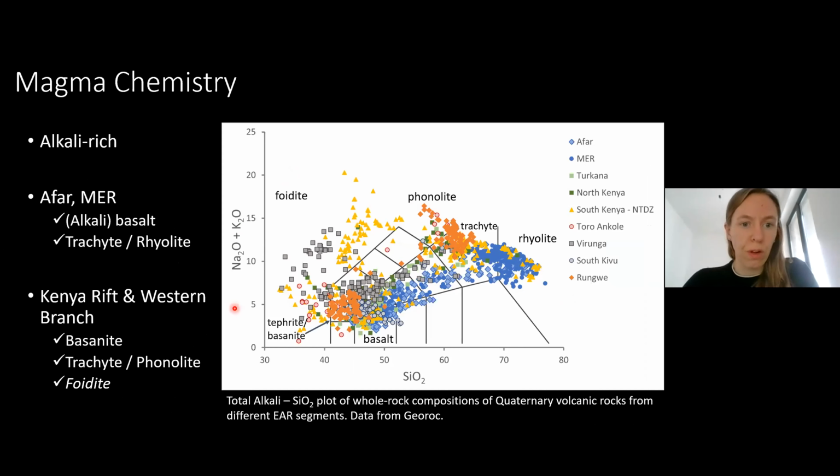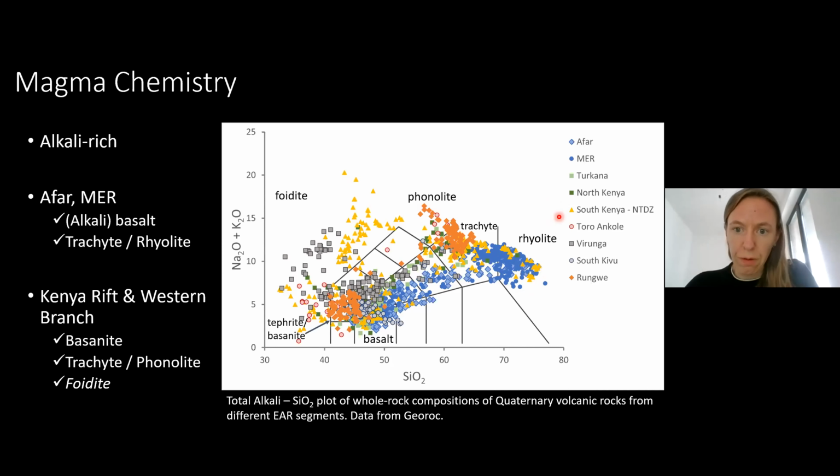In terms of composition, here is an overview plot. It's your classic total alkali versus silica diagram that we often use for classifying different types of volcanic rocks. These are all data retrieved from a publicly available database. You see that the compositions in Afar and the main Ethiopian rift are fairly similar, spanning from basalt, the blue symbols, up to rhyolite. And these are peralkaline rhyolites, so relatively rich in sodium and potassium.